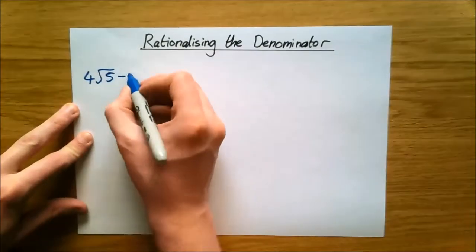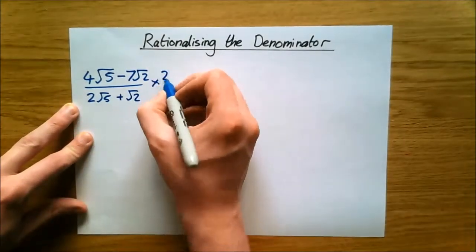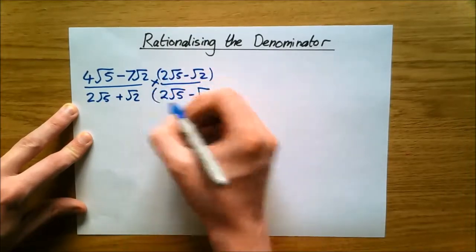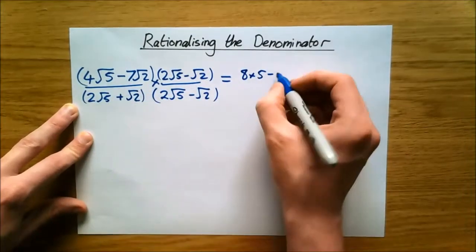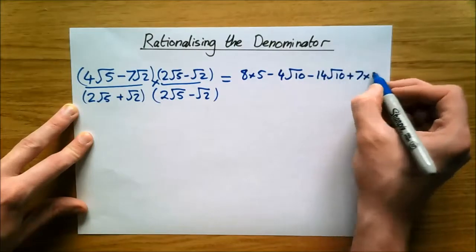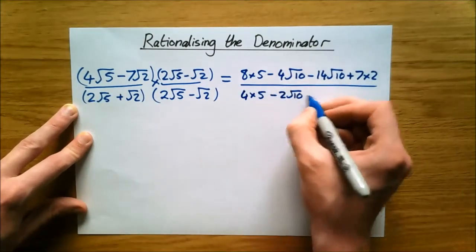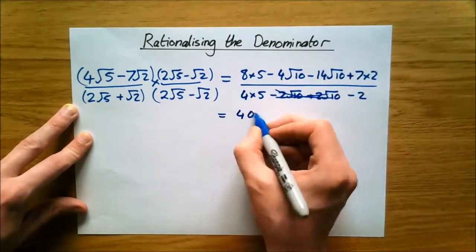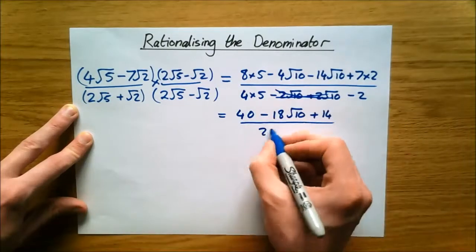The reason we're allowed to do this is because we are effectively multiplying by 1, so we're not actually changing the expression itself. The method behind these questions is straightforward. Just be careful when multiplying out, as it's easy to make a mistake, and don't forget to simplify down at the end if possible.